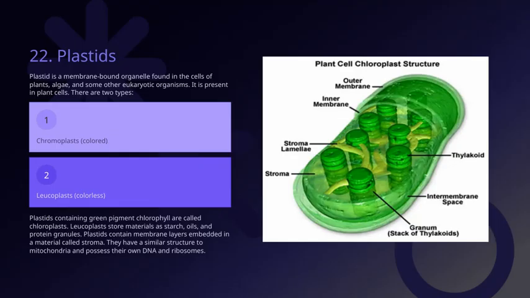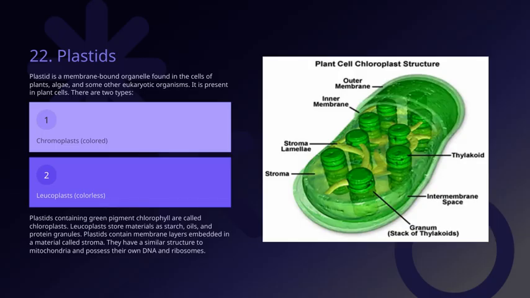Now, let's talk about plastids, which are fascinating organelles found in plant cells, as well as in algae and some other eukaryotic organisms. These are membrane-bound structures that play crucial roles in cell function and metabolism. In plant cells specifically, we typically see two main types of plastids. First, there are chromoplasts, which are responsible for giving color to fruits and flowers by storing pigments. These are the colorful plastids you often see. Then we have leucoplasts, which are generally colorless and mainly involved in storing materials like starch, oils, and proteins.